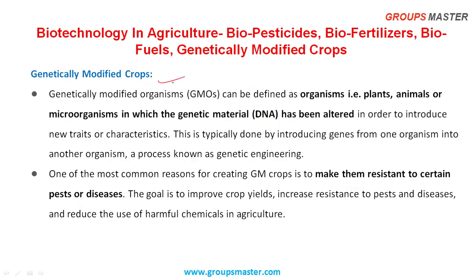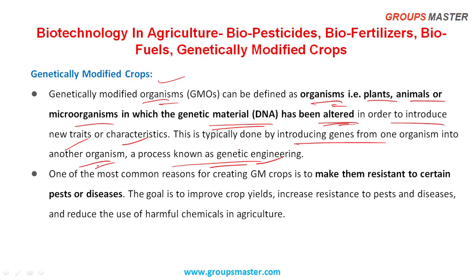Next topic is genetically modified crops, shortcut GM crops. Genetically modified organisms or GMOs can be defined as organisms, that is plants, animals or microorganisms in which genetic material DNA has been altered in order to introduce new traits or characteristics. This is typically done by introducing genes from one organism into another organism by a process known as genetic engineering.